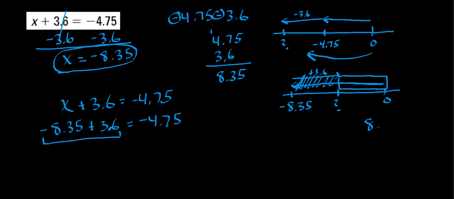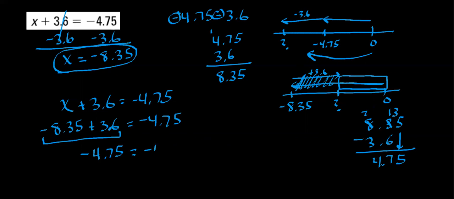So I just need to subtract 8.35 minus 3.6. Bring this down and do a little bit of borrowing here. 13 minus 6 would be 7. Bring the decimal straight down. 7 minus 3 is 4. So, and notice this is to the left of 0 on my number line. I have more negatives than what I have positives here. So this is negative 4.75. So everything checks out there.